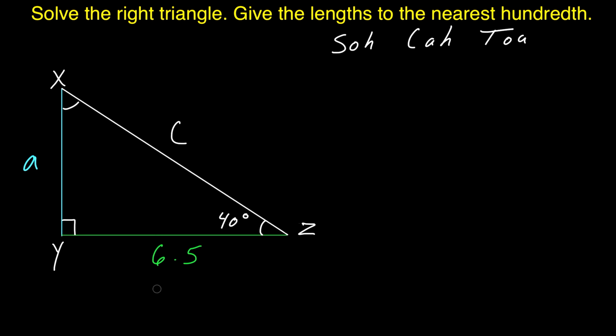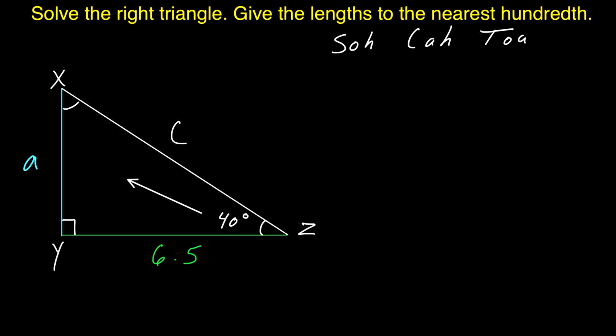Well, we're given this length of 6.5 and this angle of 40 degrees. And let's try to solve for A. We need the opposite, and we have the adjacent side. So what deals with the opposite and the adjacent? Well, if we take a look over here, it's the tangent. The tangent deals with the opposite and the adjacent.